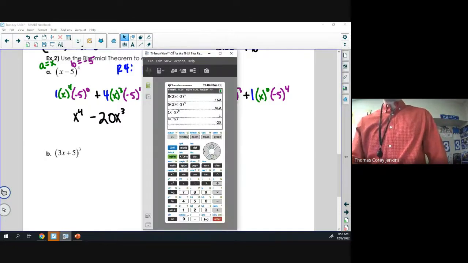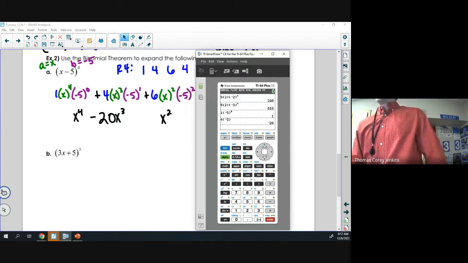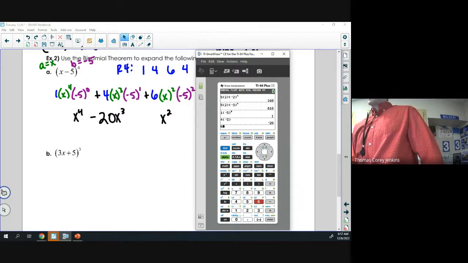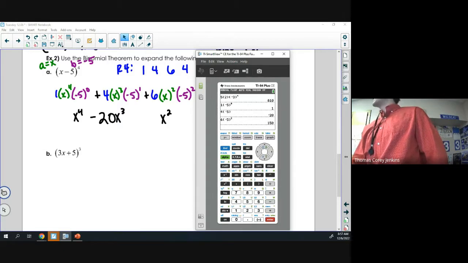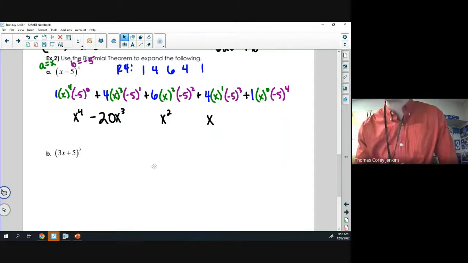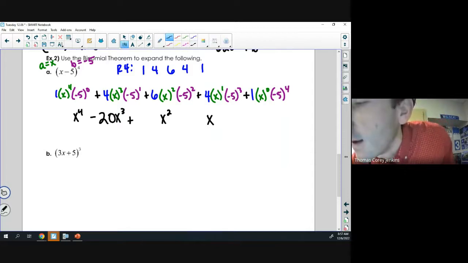Then we keep going. So my next coefficient for x squared is going to be whatever 6 times negative 5 squared is. Now you might notice I'm typing that in parentheses. Those are important, right? Because if you don't, you're going to get negative 150, right? It should be 150. So you got to be careful there. So my next coefficient is plus 150.